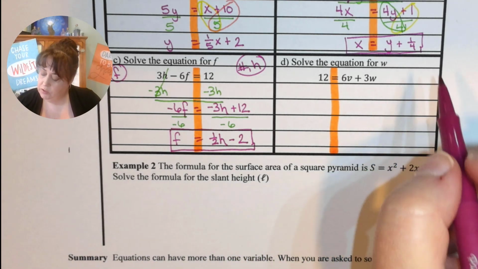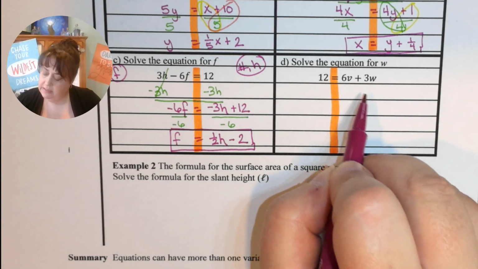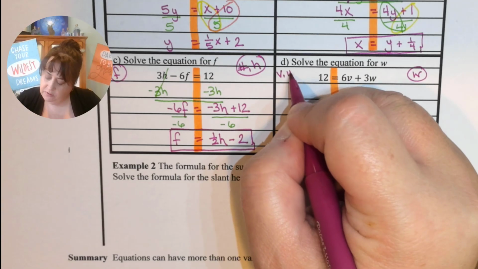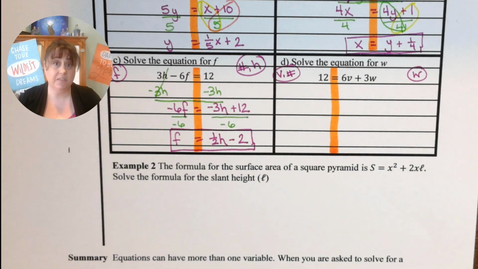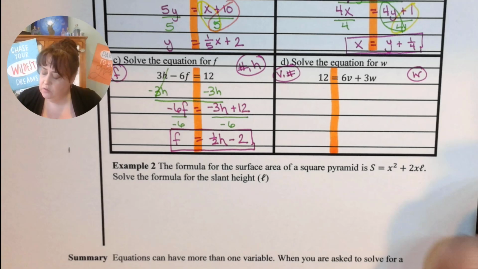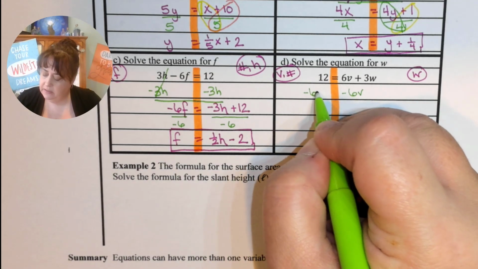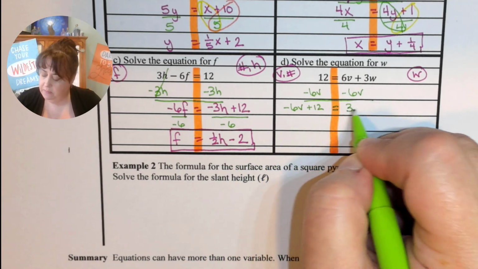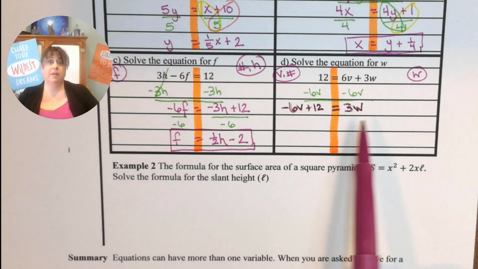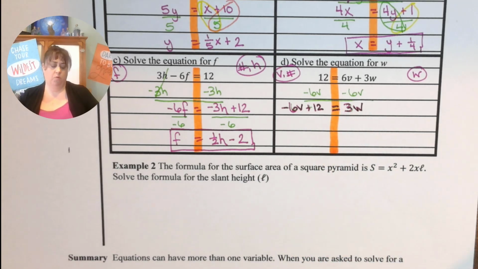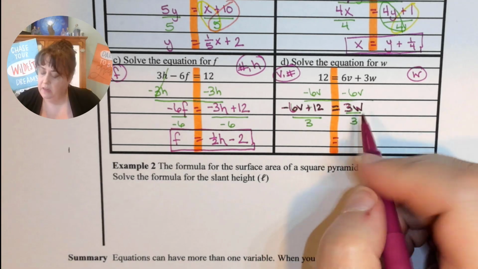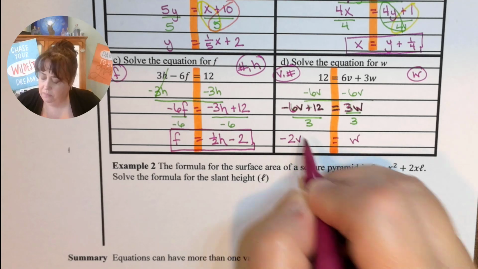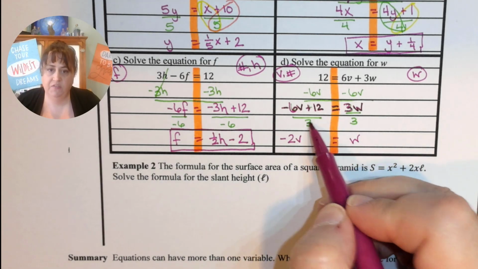Okay, so w's, they're on this side, so this side's going to be w. This side's going to be v and numbers. So the 6v is what doesn't belong. So subtract 6v from both sides. Negative 6v plus 12 is equal to 3w. Now that's 3 times w, so to undo multiplication, I'm going to divide. 3 divided by 3 is 1. Negative 6 divided by 3 is a negative 2v. And then 12 divided by 3 is 4.